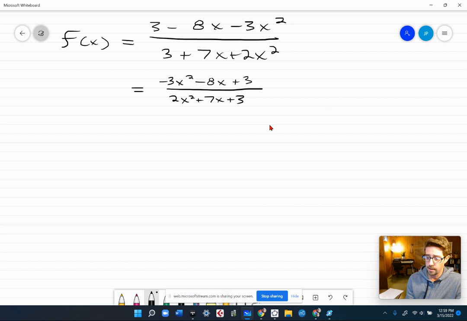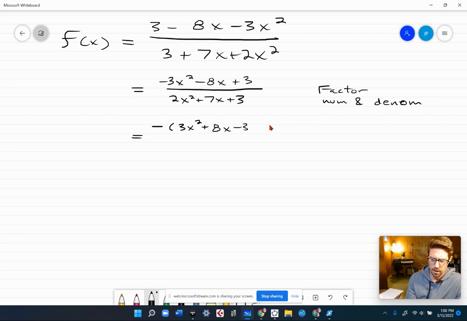So I'm just going to rewrite them in our standard form for a quadratic. Negative 3x squared minus 8x plus 3 over 2x squared plus 7x plus 3. Okay, so factor the numerator and the denominator. You would have to factor the denominator anyways to find the vertical asymptotes, but we have to see what the difference is. So to factor the top, we never want our x squared term to be negative. So let's factor out a negative 1.